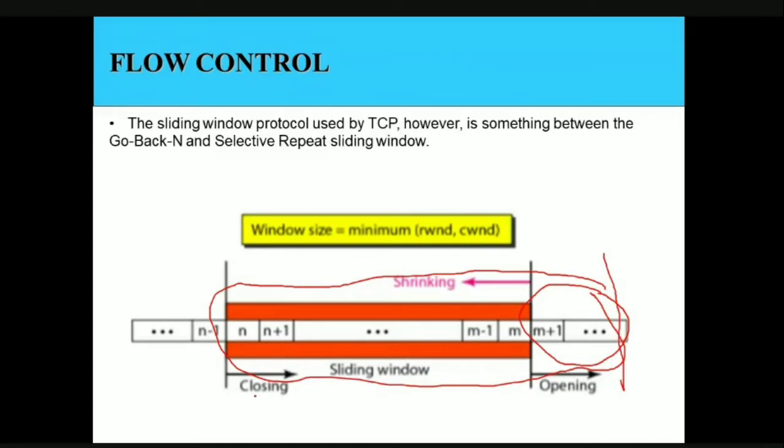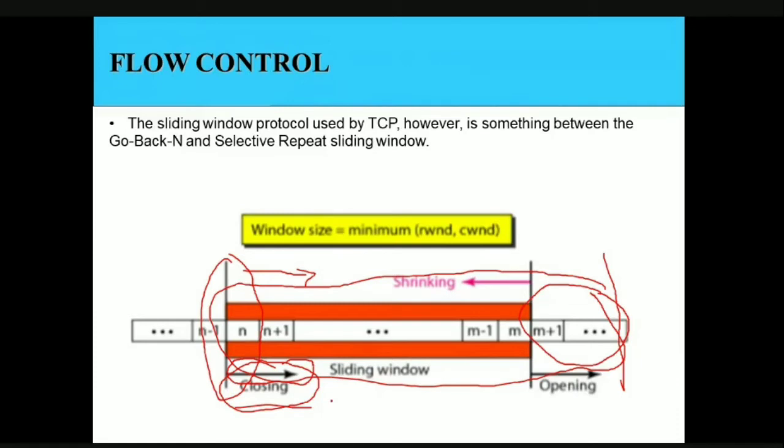Okay, the next thing is closing the window. What is the meaning of closing the window? Closing the window means moving the left wall to the right. If you see, closing the window means moving this left wall. This is our left wall, moving the left wall to the right side. Okay, if you observe this arrow mark, this arrow mark is on the right side. So closing the window means moving the left wall to the right side. So this means what? This means some bytes have been acknowledged.